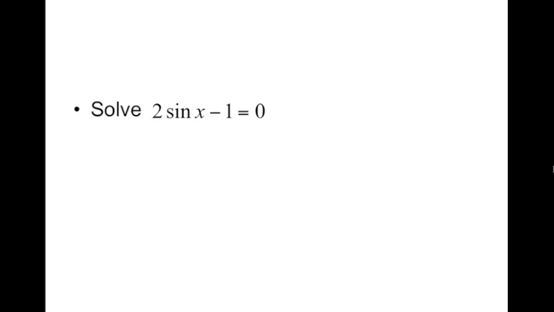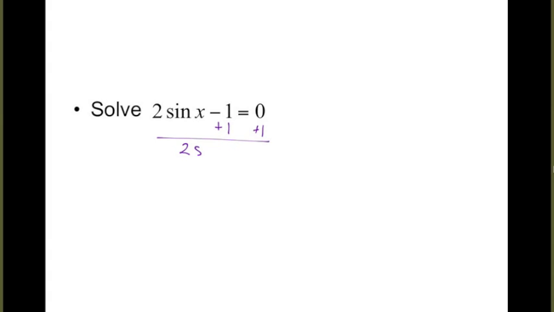So our first step in solving the problem is to try to get the trig part alone. So first thing I'm going to do is add 1 to both sides. Then I'm going to divide both sides by 2. And that's step 1. Every time, get the trig part alone. Add, subtract, multiply, and divide to get whatever the trig function is, sine, cosine, tangent, cosecant, secant, cotangent, whatever the trig function is, get it alone.